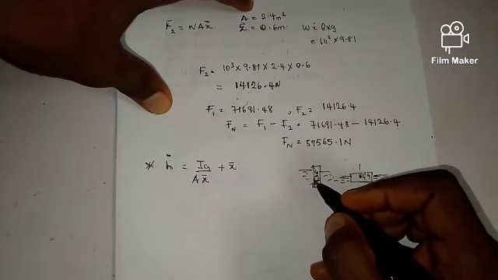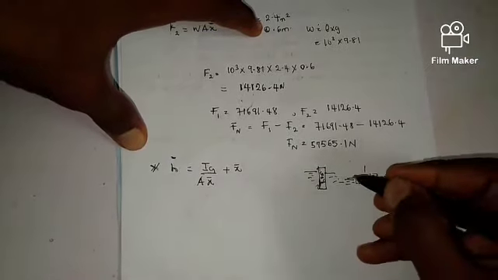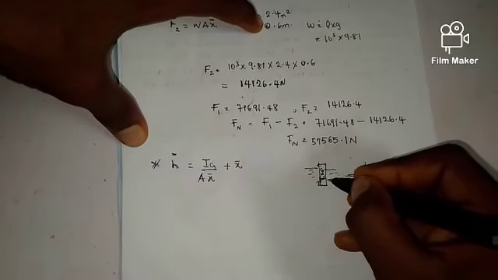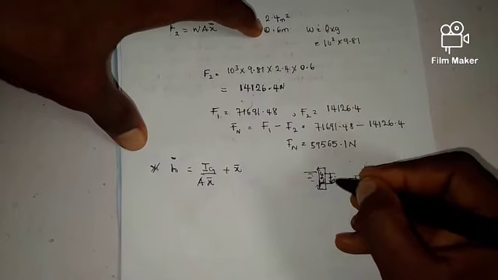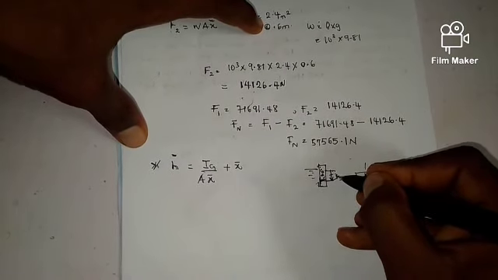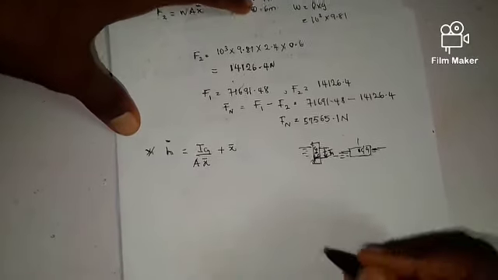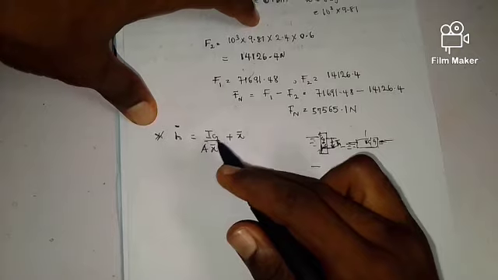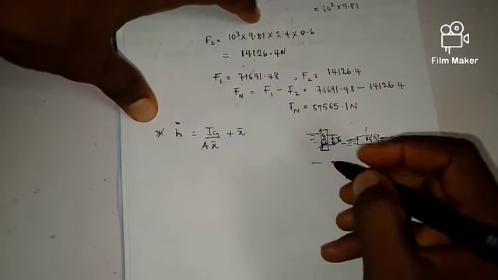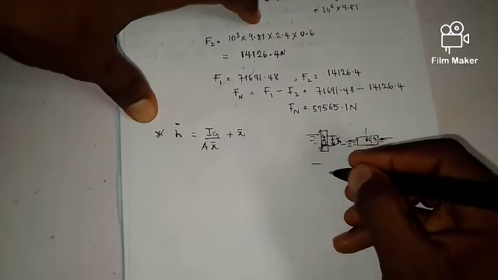So we call the center of pressure C. The position of C to the surface of the liquid is what we call H bar. I'm going to repeat myself. I said, this is the formula for finding the position of center of pressure of a vertically immersed surface.